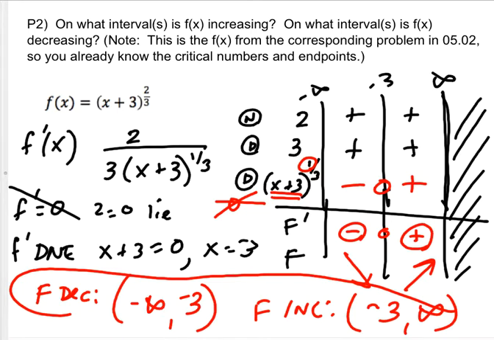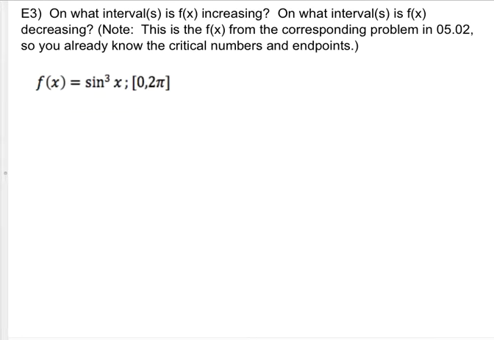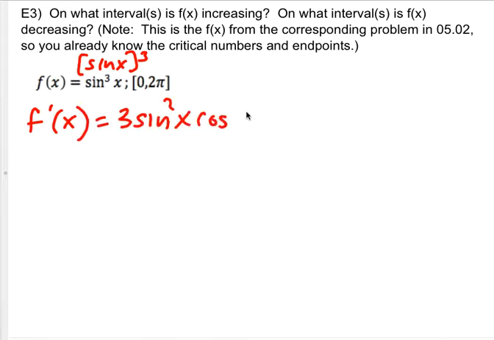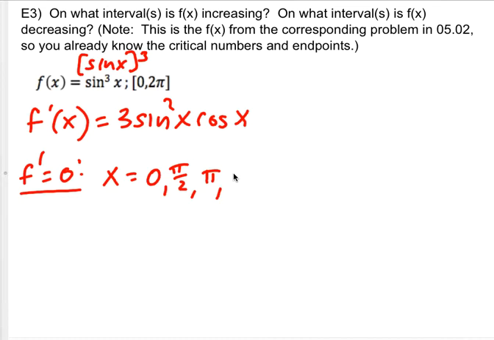All right, moving on. And again, I am kind of blowing through these derivatives pretty fast because we did them in the last video, right? So when I find my f prime of x, I end up getting 3 sine squared of x cosine of x, right? And in the window that we have, we ended up last time finding that the critical numbers happened when x was 0, pi over 2, pi, 3 pi over 2, and 2 pi.